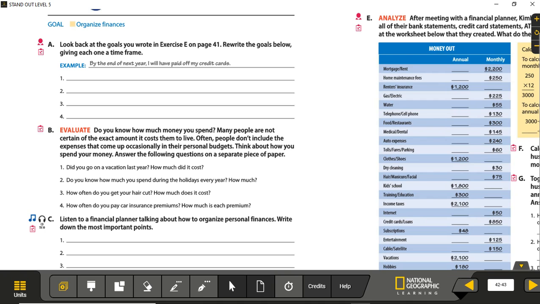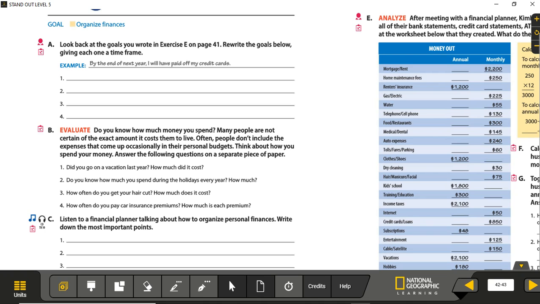So the time frame for this is by the end of next year, I will have paid off my credit cards, or by the end of the month, I will have paid off my credit cards, or by the end of this week, I will have paid off my house. I will have paid off my car. So the time frame. By the end of the day, I will have paid off my credit card.